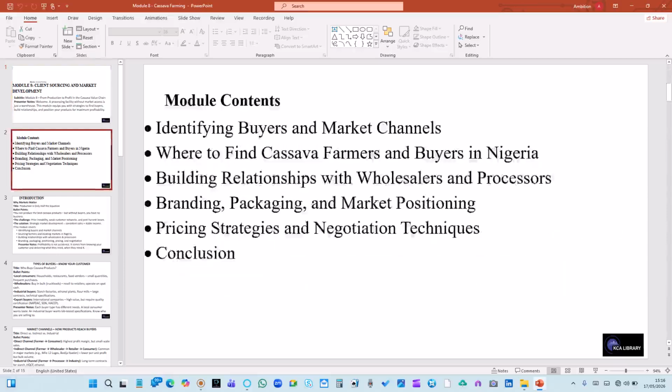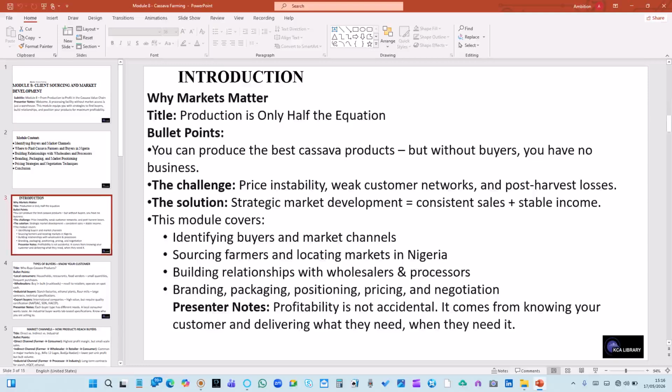The module content we shall be looking at here include identifying buyers and market channels, where to find cassava farmers and buyers in Nigeria. We'll also look at building relationships with wholesalers and processors. We'll look at branding, packaging, and market position. We'll further look at pricing strategies and negotiation techniques before we draw our conclusion.